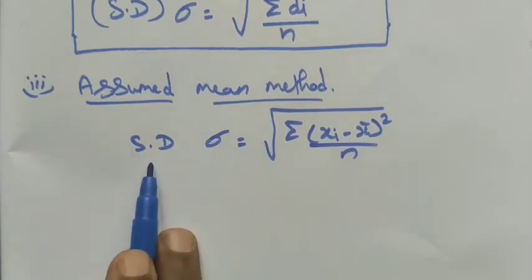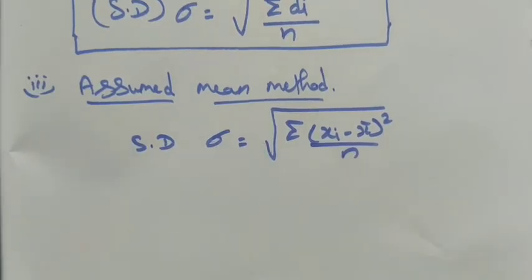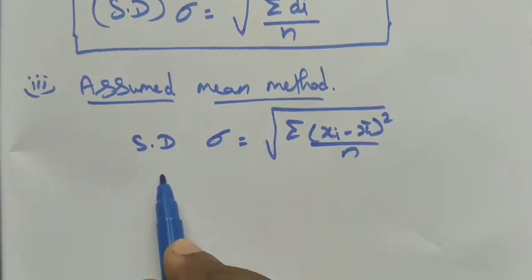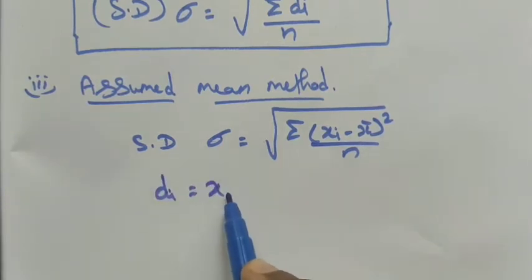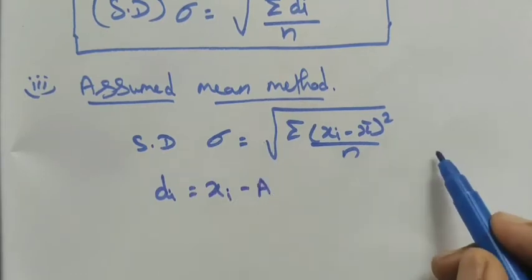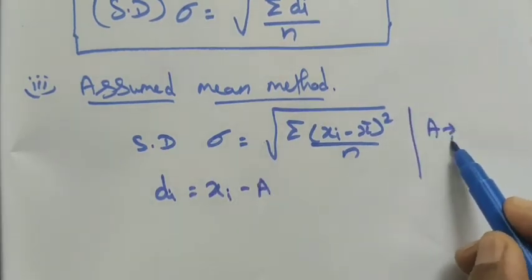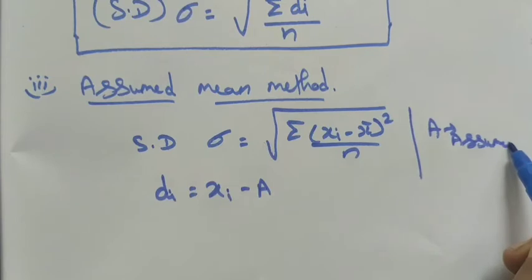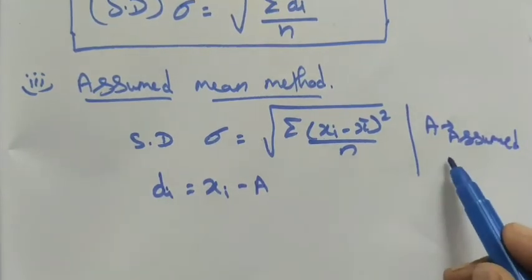Next, assumed mean method. Standard deviation, this is the standard form: square root of summation xi minus x bar whole square divided by n. Here the deviation di is equal to xi minus a. Here a is the assumed value. Assumed value means our own value we can select from the given data, right?